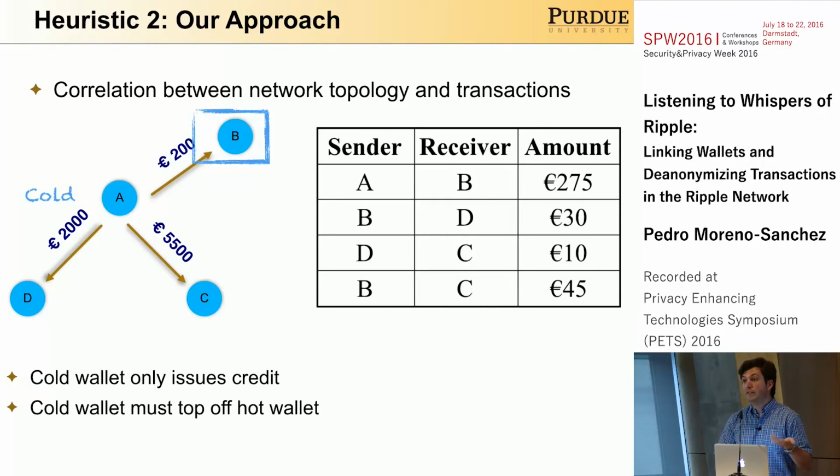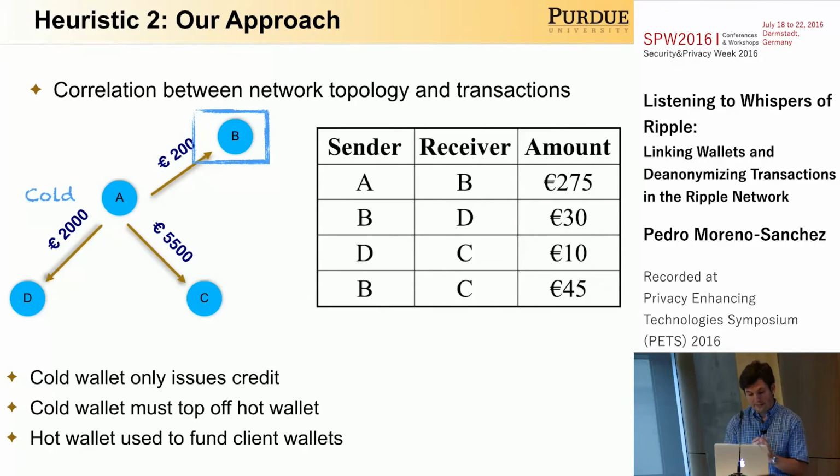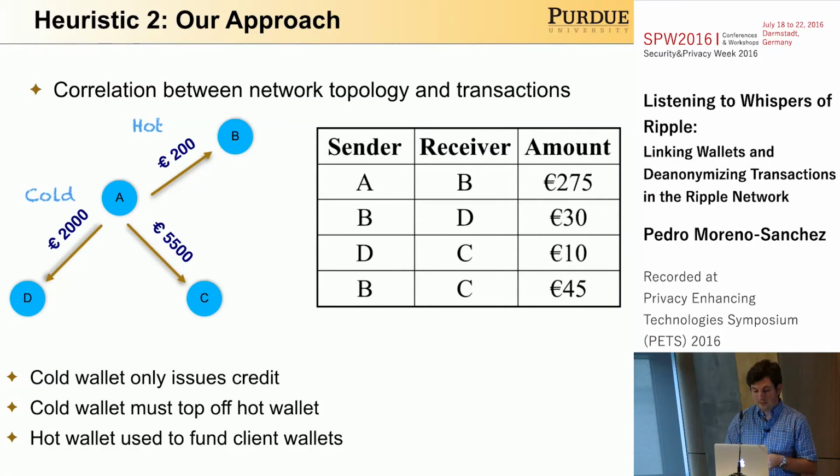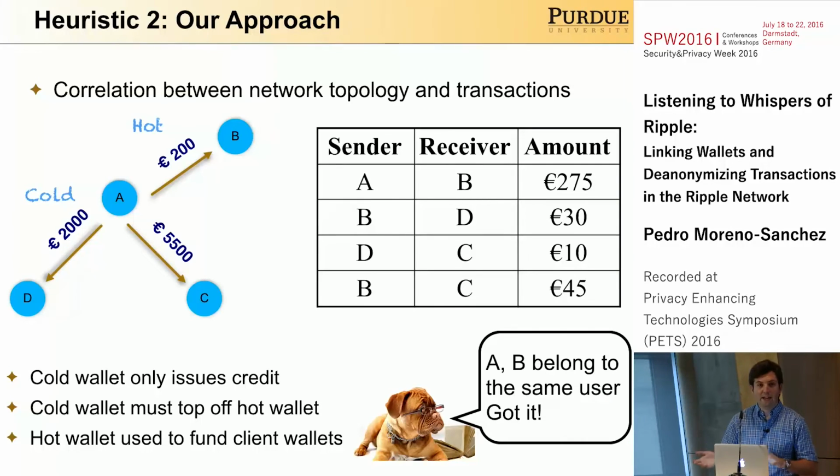But we can even further verify that. The idea that we have seen before is that the hot wallet is the one used by the gateway to transfer credit to the clients. So if we look at the list of transactions, we see that actually B is paying to D and to C. In that manner, we make sure that B is actually the hot wallet. Well, now we made Coco happy, so now he knows, well, great, so A and B must belong to the same user.